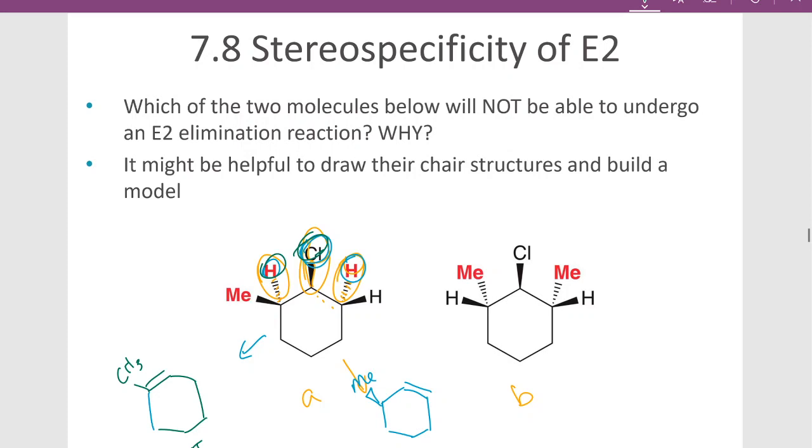Now let's consider molecule B. The chlorine is only cis to the hydrogens. It's not trans to any hydrogen, and therefore, if we do an elimination, we get no reaction because the chlorine, the leaving group, cannot achieve an antiperiplanar configuration to any hydrogen.